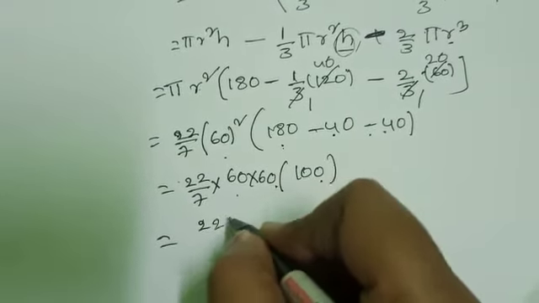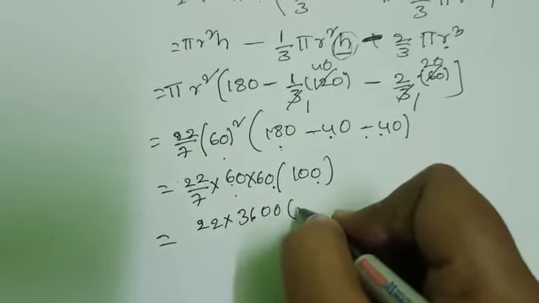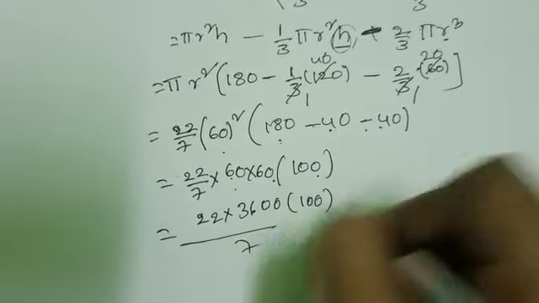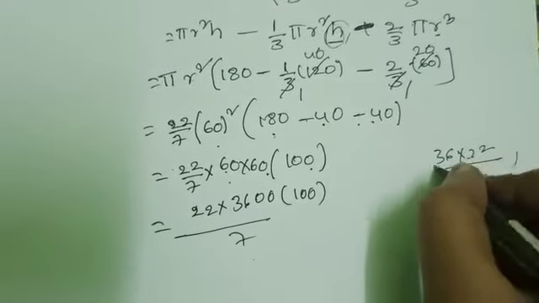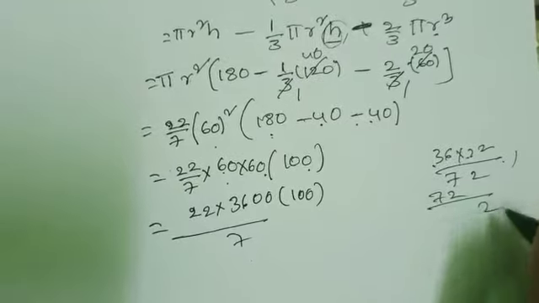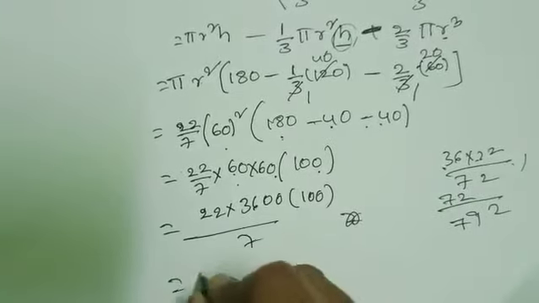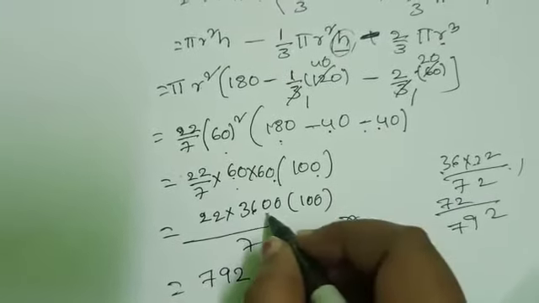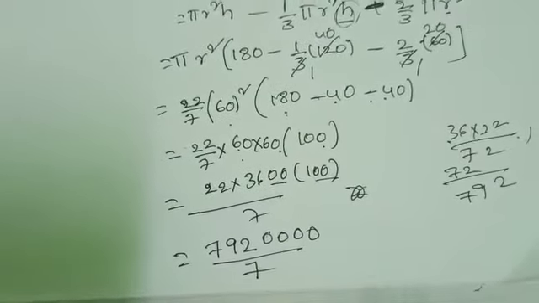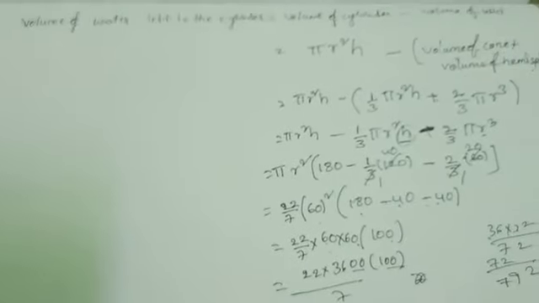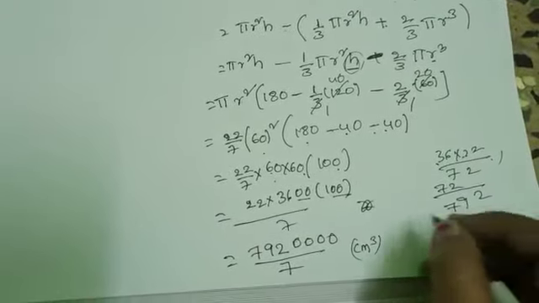So 22 into 6 into 6, 36, 00 into 100 by 7. 36 into 22, 2 6 12, 2 3 6, 7 72, 72 2 9, which is equal to 792 0000 by 7. Units are centimeter cube.